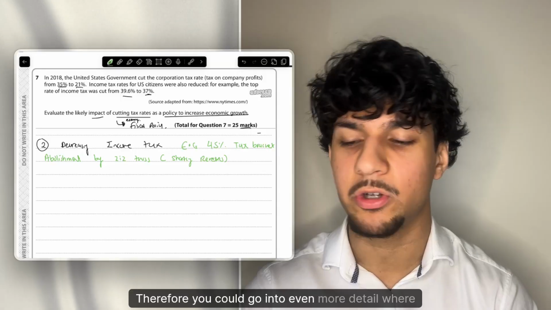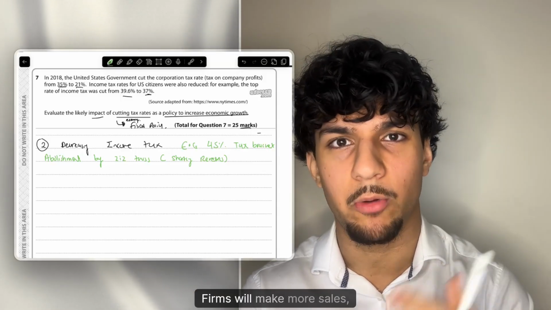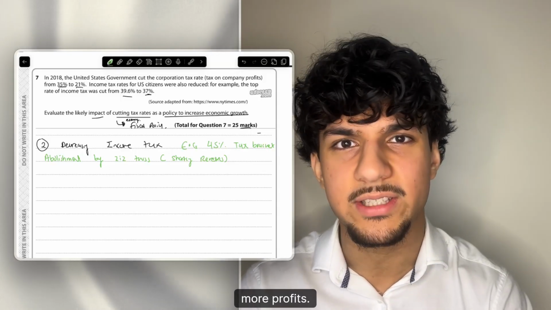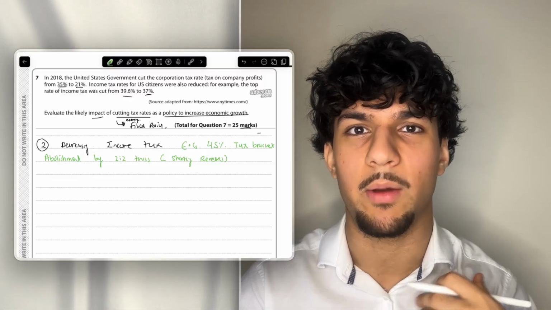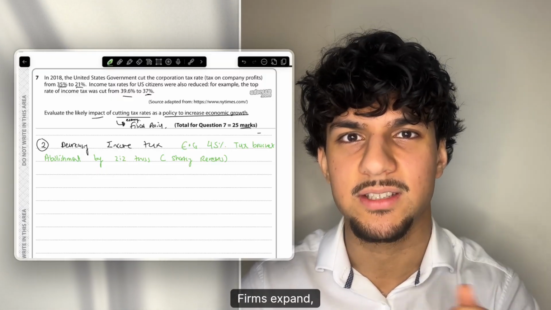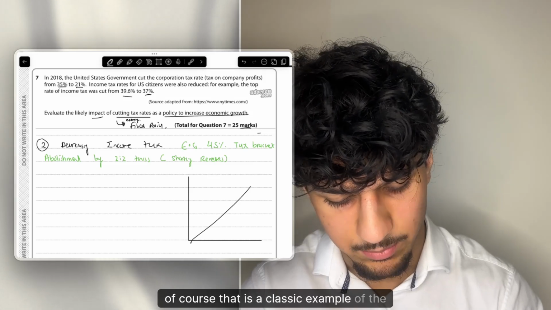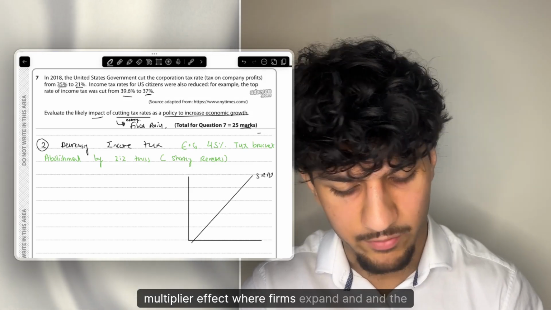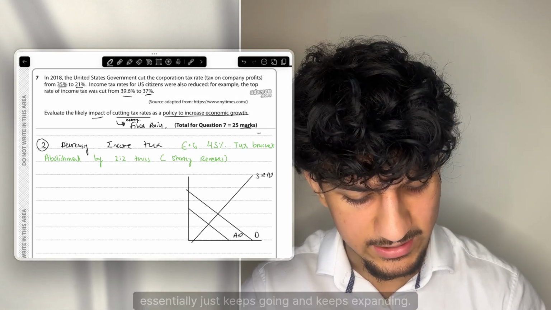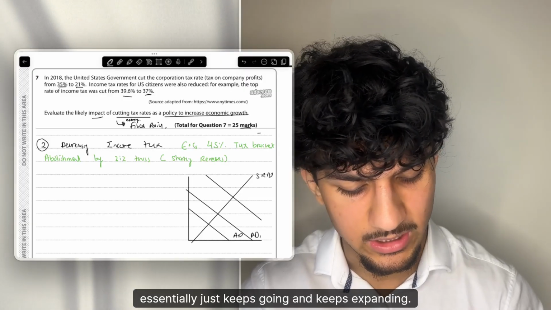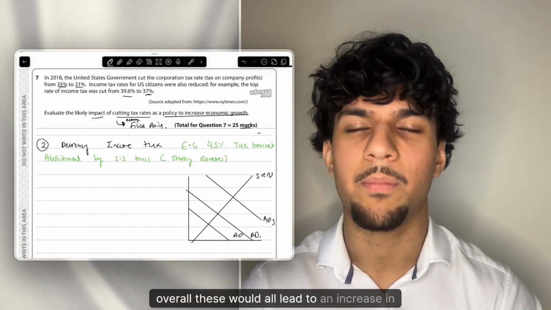Therefore, you could go into even more detail where you talk about firms. Firms will make more sales, more revenue, more profits. Therefore, this will lead to firms with more profits. Firms expand, hire more workers, and of course, what we're linking all of this to, that is a classic example of the multiplier effect, where firms expand and the initial investment essentially just keeps going and keeps expanding. But yeah, overall, these would all lead to an increase in consumption.